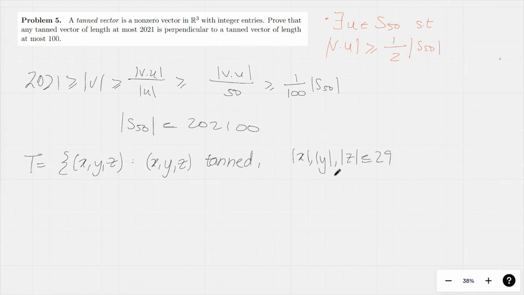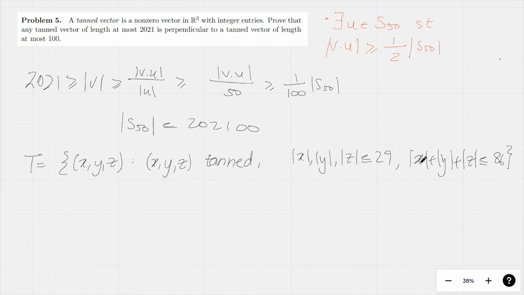But also we can't have each of x, y, and z having absolute value 29. So we'll say that the absolute values of x plus y plus z has to be less than or equal to 86. So this ensures that they can't all be 29. And that's slightly important in just a second. We'll see why that's important in just a second, sorry.